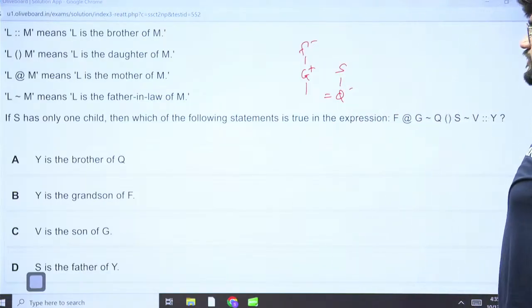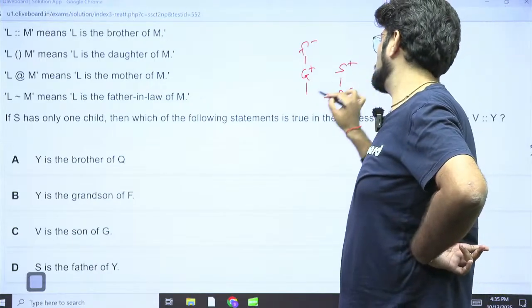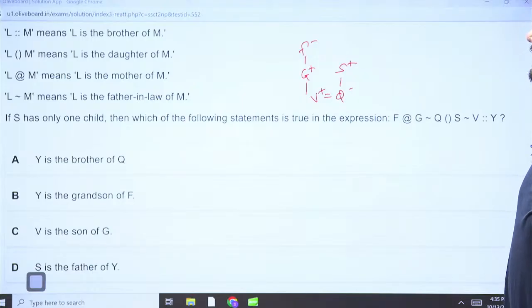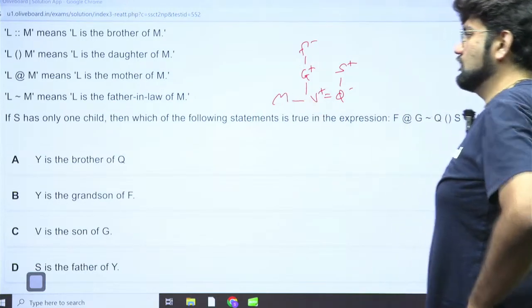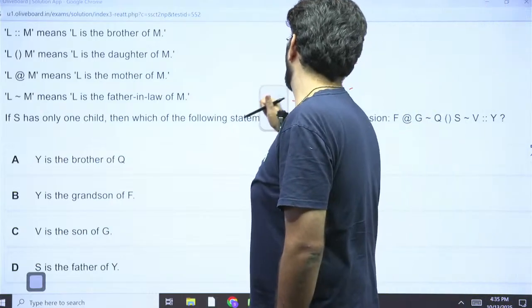And S has only one child. Okay. V means S is the father-in-law of V, because S has only one child. And V is the brother of M. The brother of M. That's it. Y. Oh, sorry, not M. Y. Sorry. V is the brother of Y.